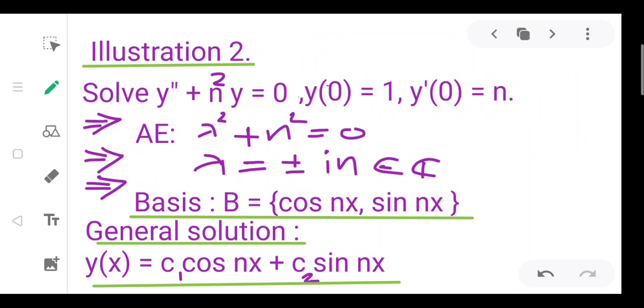Another illustration. This is an illustration to solve this initial value problem. Y double dash plus n square y is equal to 0, y of 0 equal to 1 and y dash 0 equal to n. This is the initial condition.